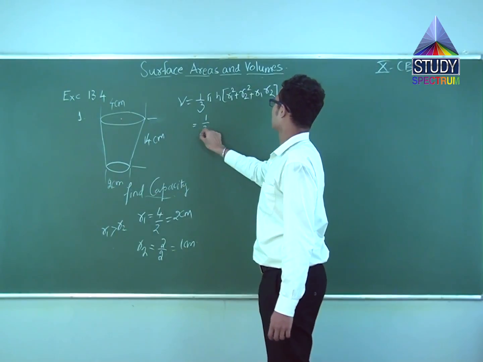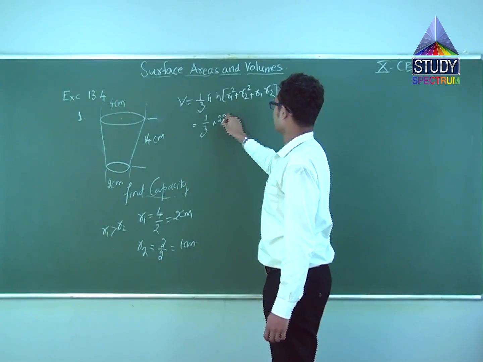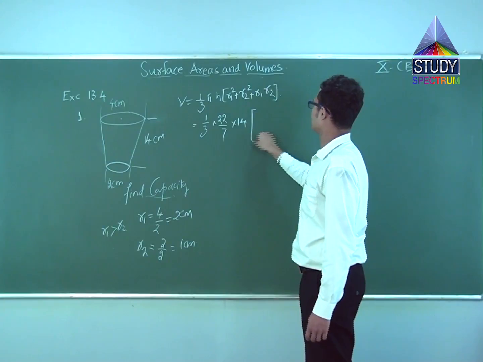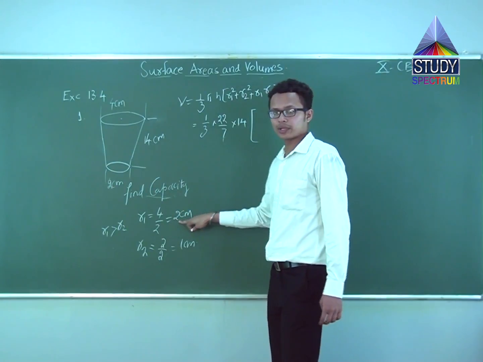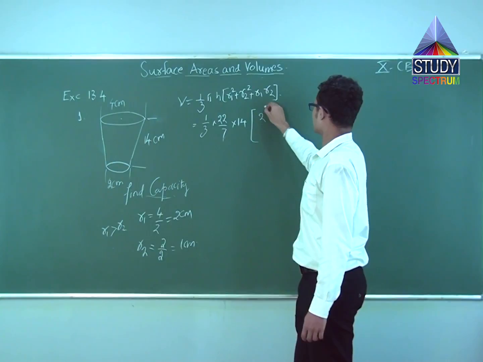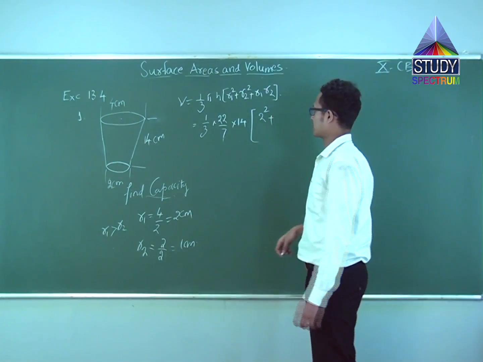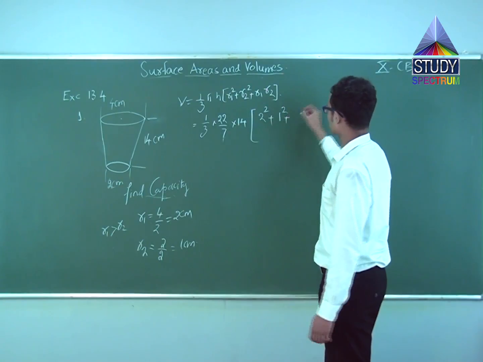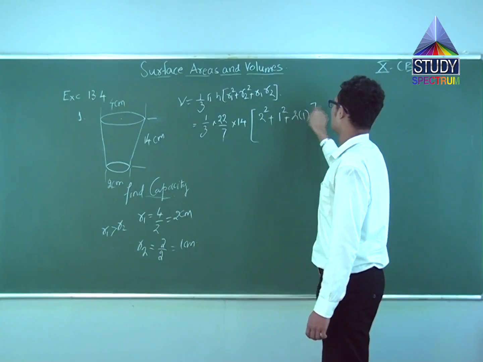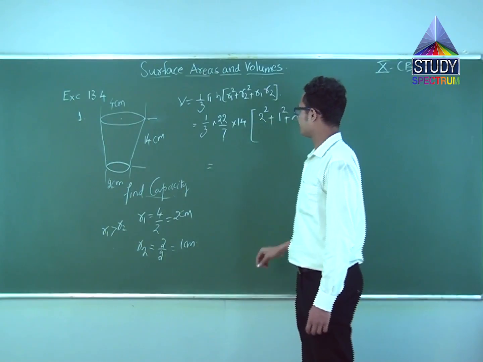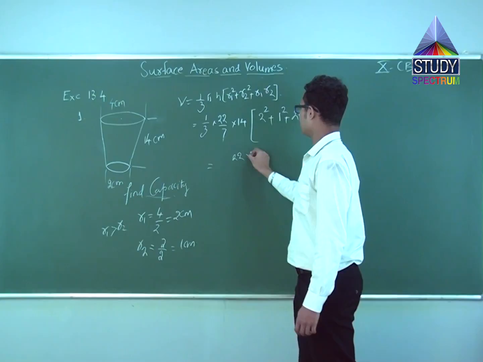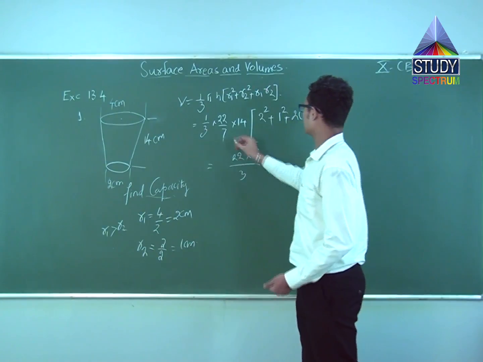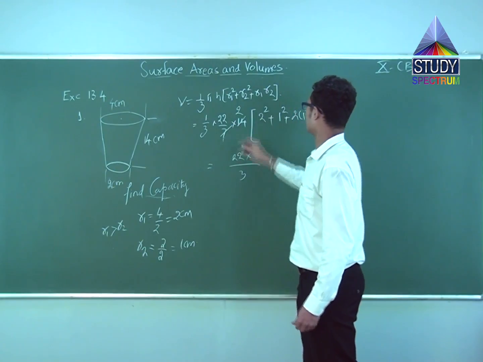So 1 by 3, 22 upon 7, height is 14, r1 square is 2 square. So let's substitute first, right? Substitution carries 1 mark. r2 square is 1 square plus r1 into r2. This is equal to 22 into 2 by 3. If you ask how, I have just cancelled 7 with this 14 and I have written 2 there.